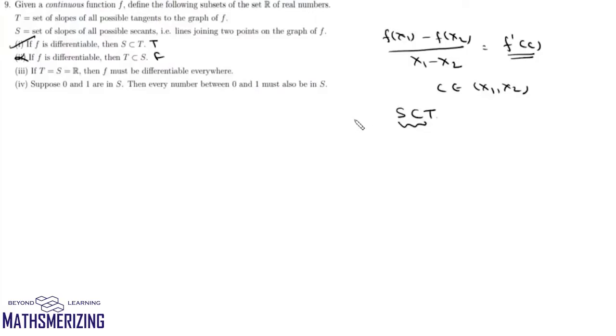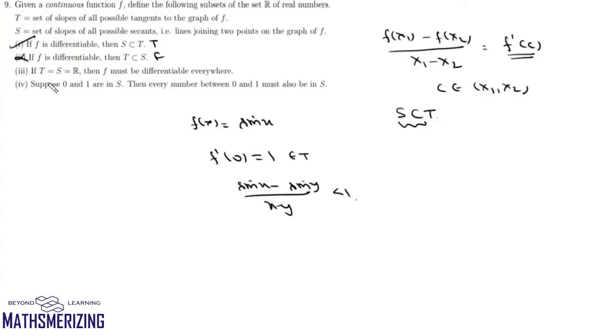We can take up an example also. Say for example, suppose function f(x) is sin x. If we find f'(0) is cos 0, which is 1. Now 1 belongs to T. But then if we look at the secant set, then (sin x minus sin y) upon (x minus y) is always less than 1. So 1 belongs to T, but it doesn't belong to the secant set. So that means the second statement is false.